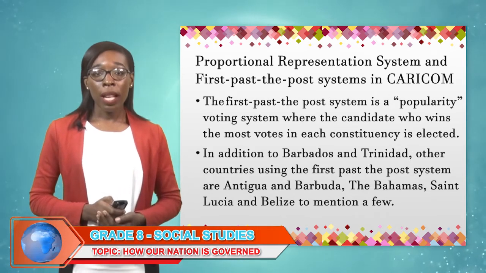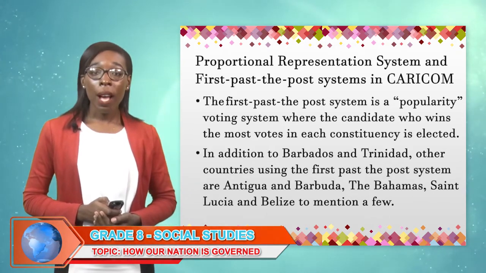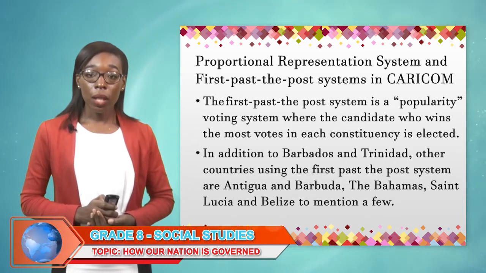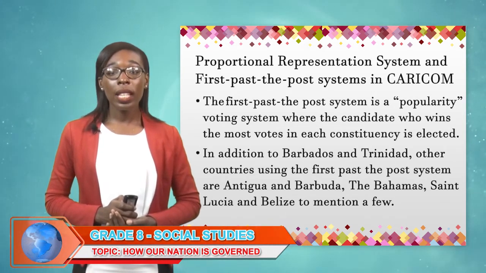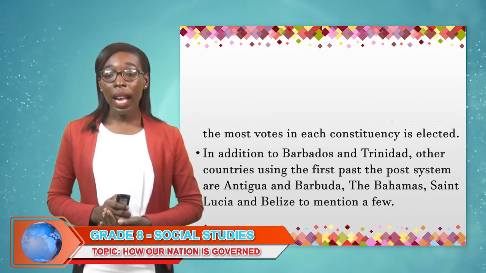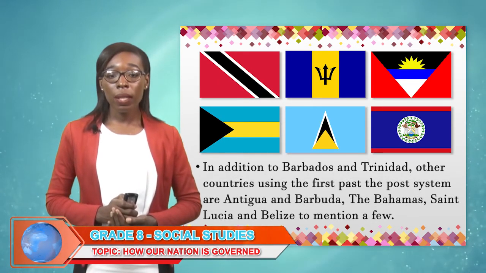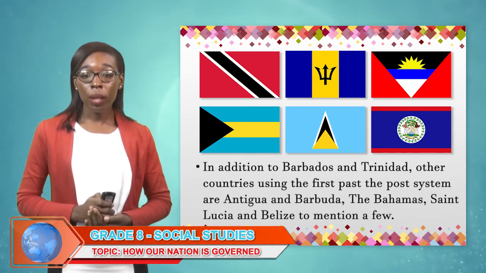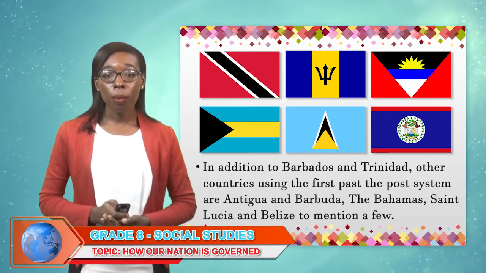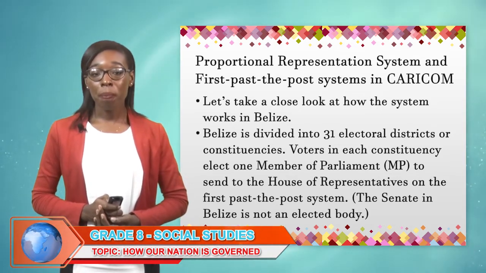Let's now look at a first-past-the-post system. As was mentioned in Lesson 1, the first-past-the-post system is a popularity voting system where the candidate who wins the most votes in each constituency is elected. In addition to Barbados and Trinidad and Tobago, other countries using the first-past-the-post system are Antigua and Barbuda, the Bahamas, St. Lucia, and Belize, just to name a few. Let's take a closer look at how the system in Belize works.